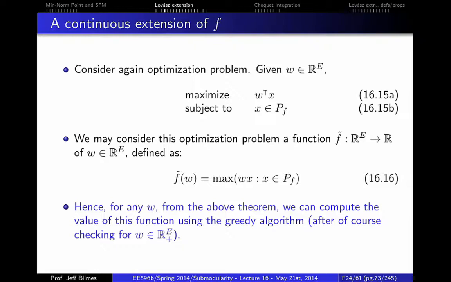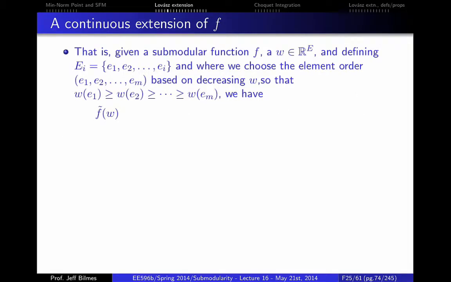And we know, moreover, that f tilde can be computed via the greedy algorithm. So we define a function f tilde whose valuation is such that we use the greedy algorithm to give the valuation back. It's an algorithmic evaluation. And how do we do that? We've got this w, and we sort it in decreasing order, and we define the chain of sets.